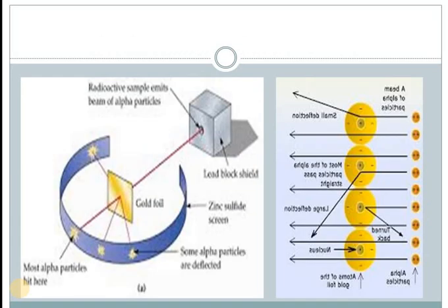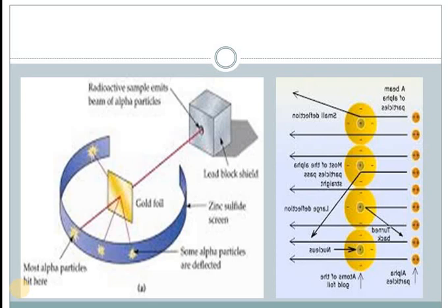Now you can see the diagram. Rutherford took a thin gold foil whose thickness was 0.0004 centimeters. He took this gold foil and bombarded it with alpha particles. These alpha particles, or helium nuclei, come out from a radioactive source which is kept in a lead block shield. The radioactive material can be any, but he took radium or polonium and bombarded these alpha rays on the gold foil.